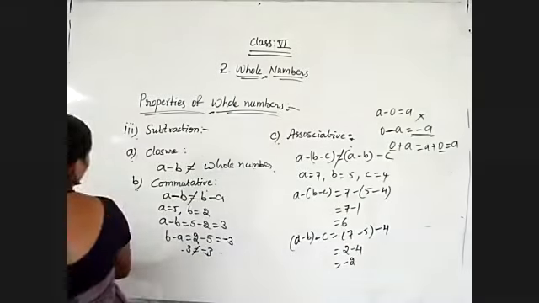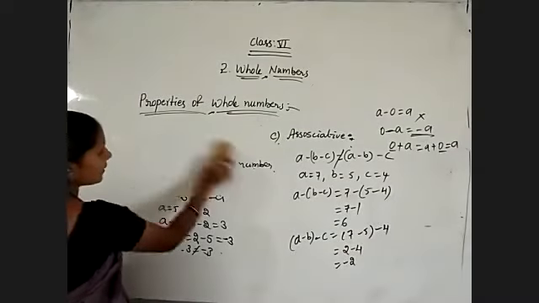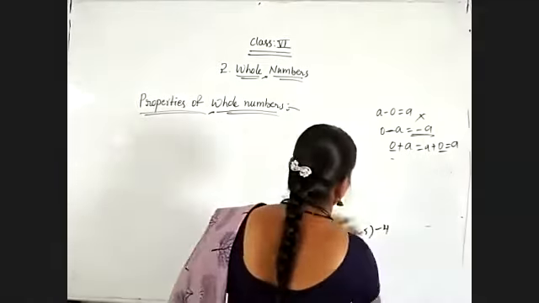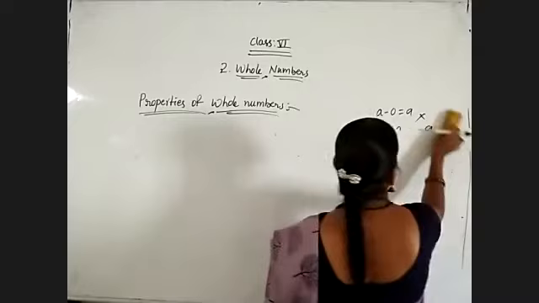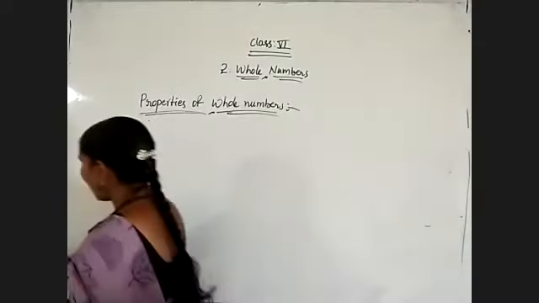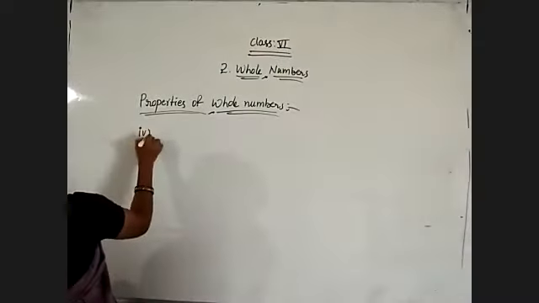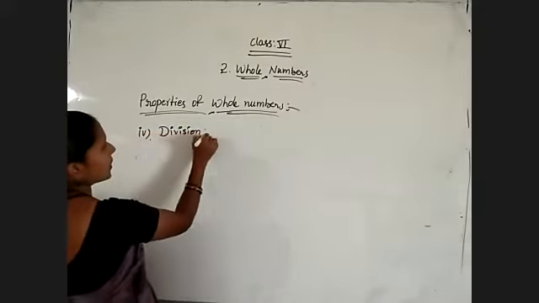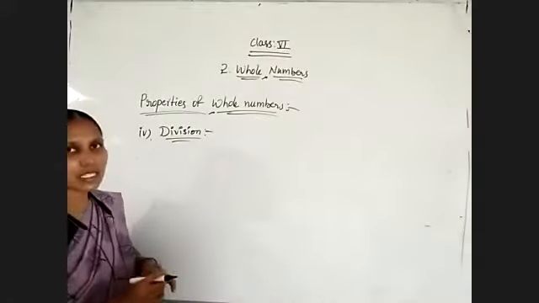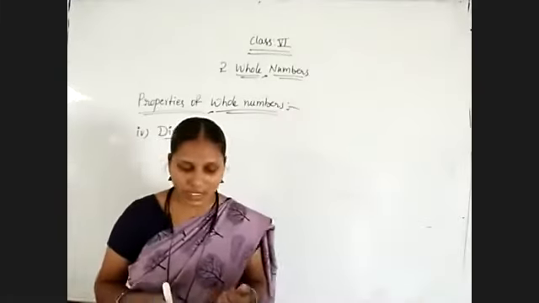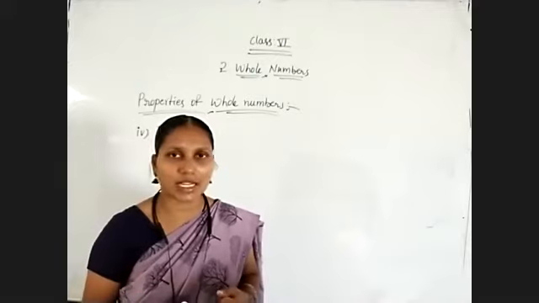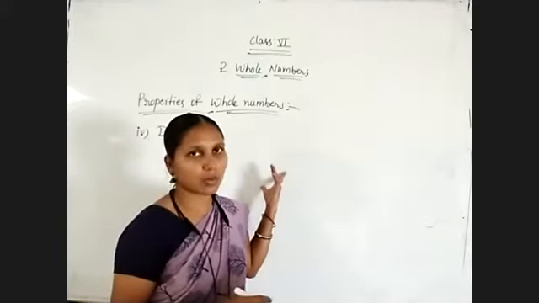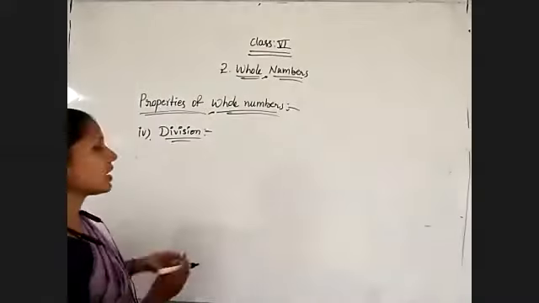Now coming to division. The last operation is division. We have studied different properties for addition, multiplication, and subtraction. Whatever properties we have studied, all those are suitable for addition and multiplication. But in the case of subtraction, no property is suitable for whole numbers. And coming to division also.